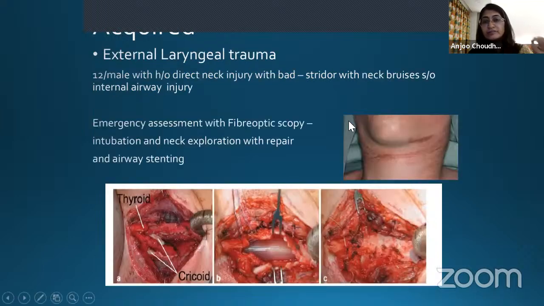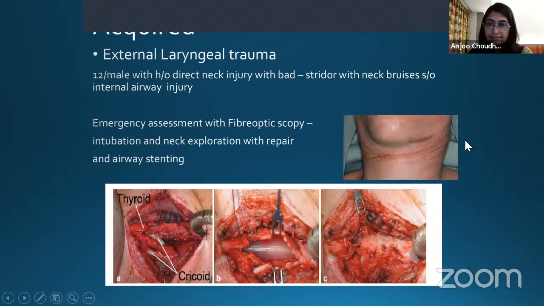Now, external laryngeal traumas can also present to us. Certain children, while playing, I've seen children injured with balls or a cricket bat, or sometimes even while running, if they trip and fall, there is direct injury on the neck.